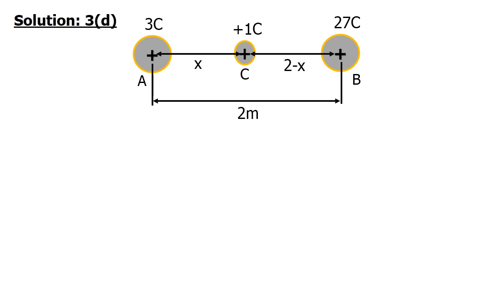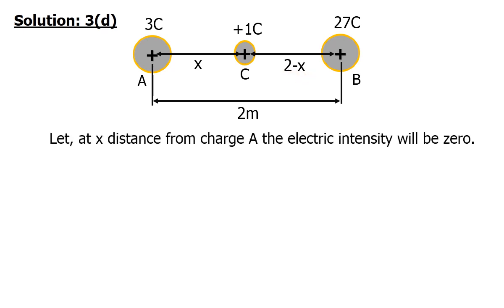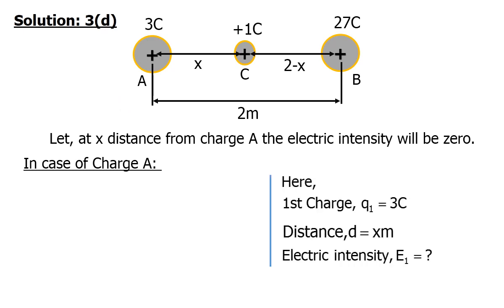If we consider the distance between A to C is x, so what will be the distance between B to C? Obviously it will be 2 minus x, because the total distance between A and B is given 2, and the distance between A and C is x. So the distance between B to C will be total distance minus distance between A to C. That is why we can write 2 minus x. Now in case of charge A, we have to calculate the electric intensity. So the given quantity for charge A is first charge.